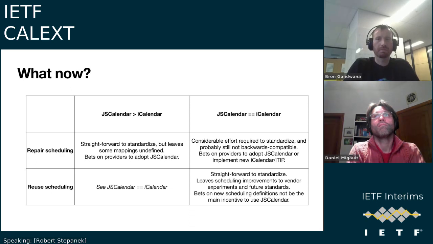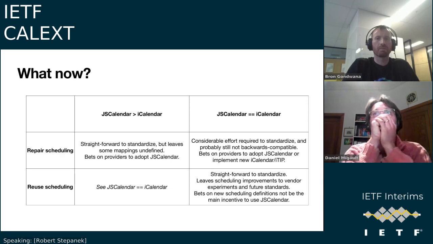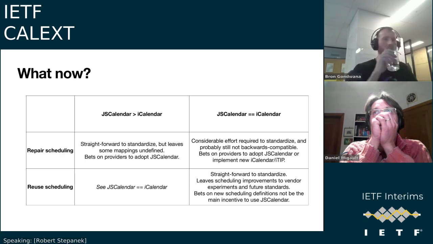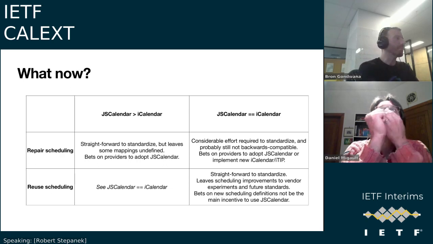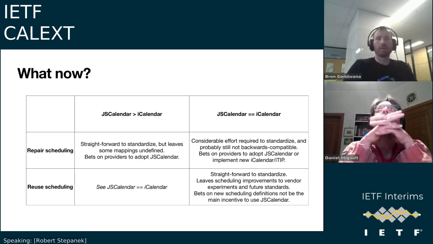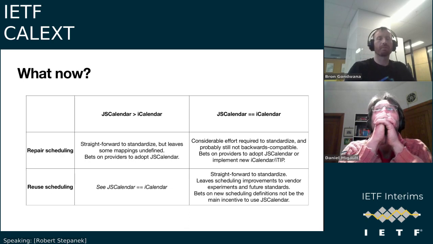But the main idea behind this would be that providers either adopt JS Calendar, or probably it's less work for them to implement the changes that we bring to iCalendar with this repair scheduling model. So it gives them two options on which we bet. Of course, providers can just not implement anything, but let's say we bring enough good new stuff on the table that they see the value for them.